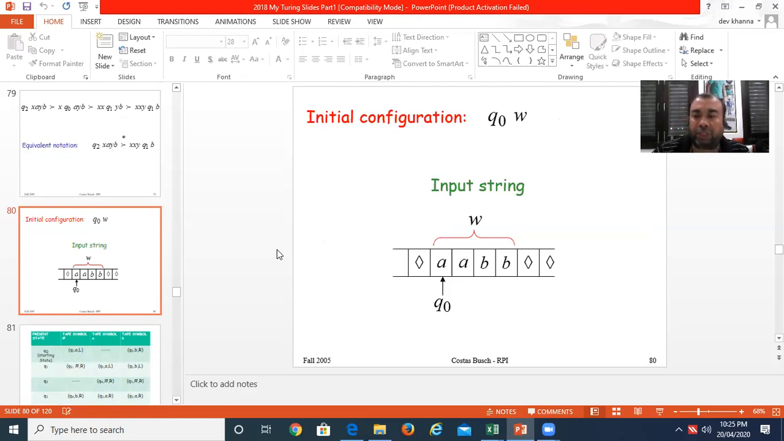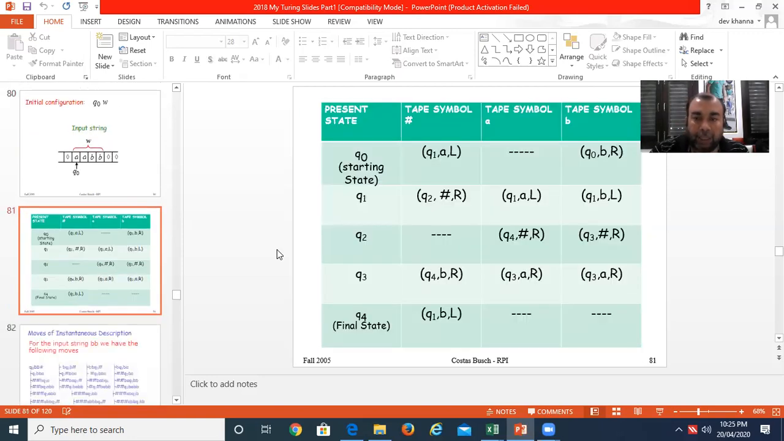Now I am giving you one question, and that finishes today's lecture. Let us focus on this transition diagram. I will discuss it. The first column says there are five states: Q0, Q1, Q2, Q3, Q4. Q0 is the starting state, Q4 is the final state.